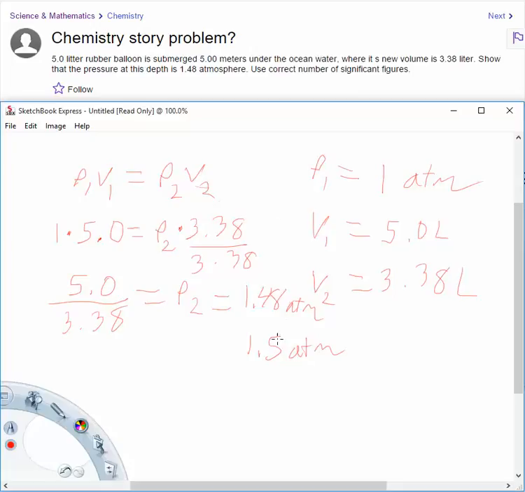So as you can tell, we never used the 5 meters under the ocean water. Because it says that volume was, I just put it as that, and because you know the initial pressure and volume, it came out to be 1.48, or 1.5 with significant figures. Hope that helps you out.